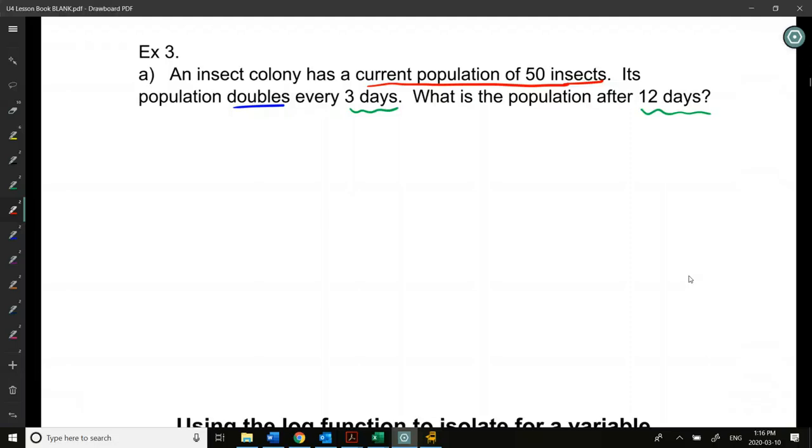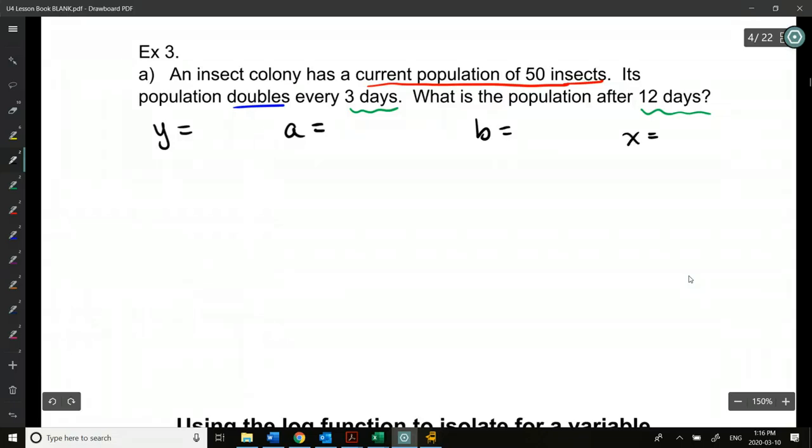All right, so current population of 50 insects. Let's just write out, we have y, a, b, and x. What do we know out of all of these pieces of information here? Can someone answer what's one variable that we can fill in? Charlie? A is equal to 50.